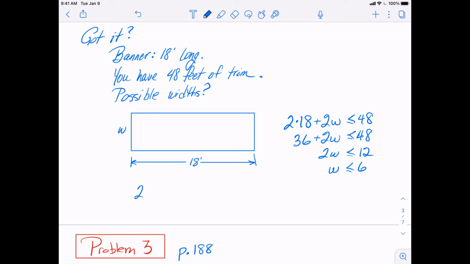2 times the width plus 2 times the length, 18, would give us 12 plus 36, which is indeed 48. So if the width is 6, you get 48, and if the width is less, then you have less than 48 feet of perimeter. So this would be your answer.